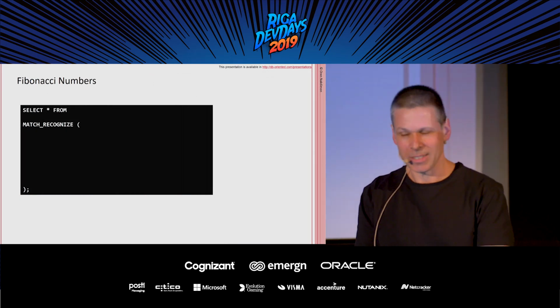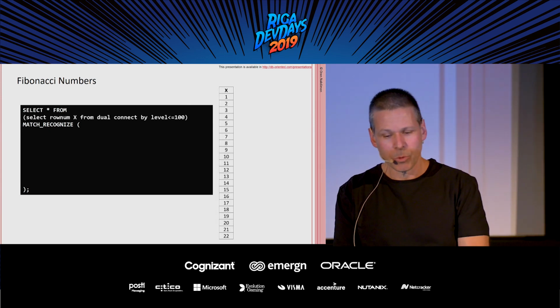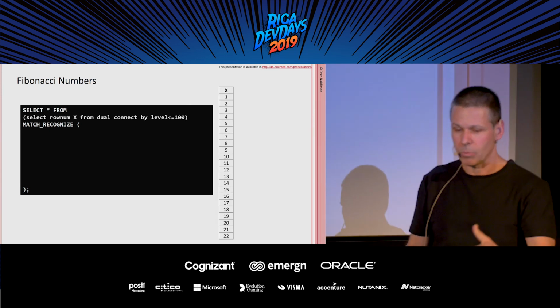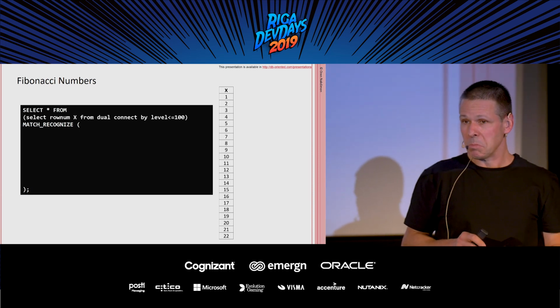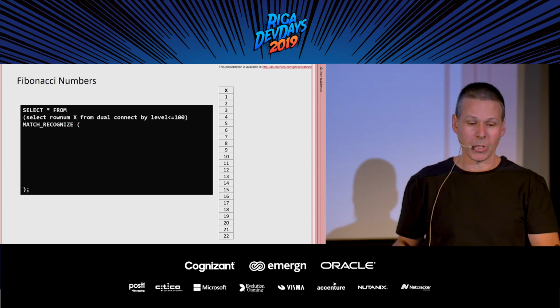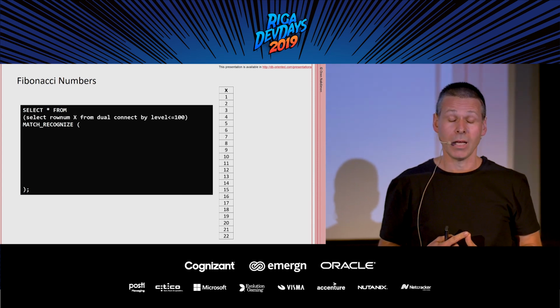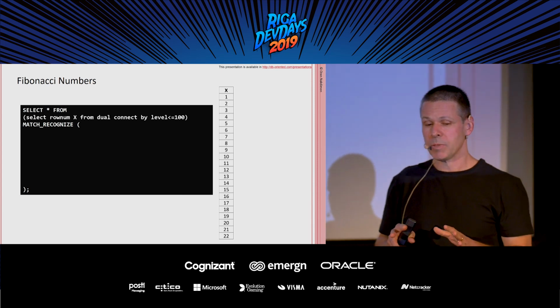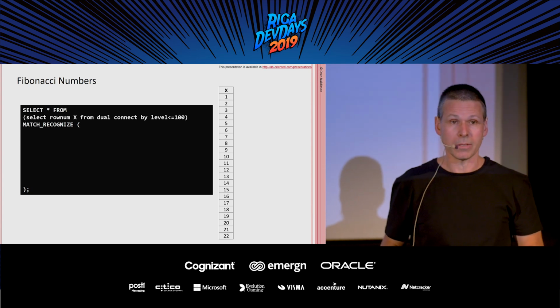Let's go to some serious stuff like Fibonacci numbers. Let's find all the Fibonacci numbers between 1 and 100 using pattern matching. Once again, not the best choice to use pattern matching for finding Fibonacci numbers, but first, it is fun. And second, it allows me to show you another 4 capabilities of match recognize.